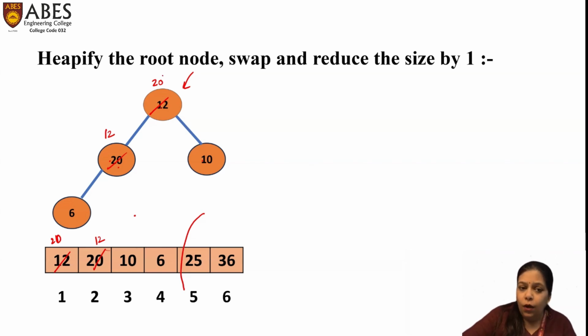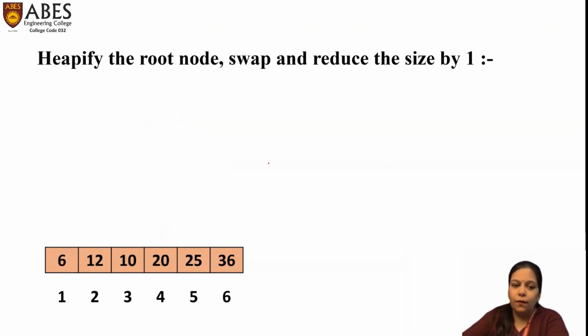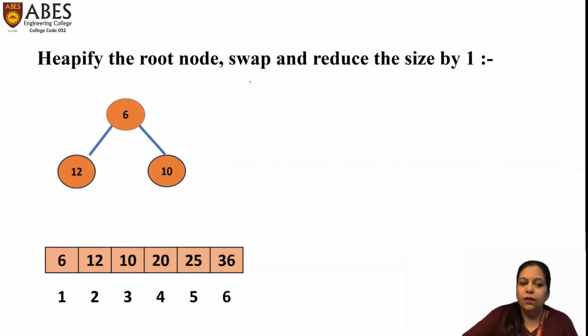Now the root node will be swapped with the last node. So this will become 20 and this will become 6. Here it will become 6, here will be 20. And then we have to again reduce the size, such that 20, 25 and 36 are already sorted. So this node, having the value 20, will also be removed from the heap. Now this is the situation. Already 20, 25 and 36 are fixed. Again, we have to heapify at the root node.